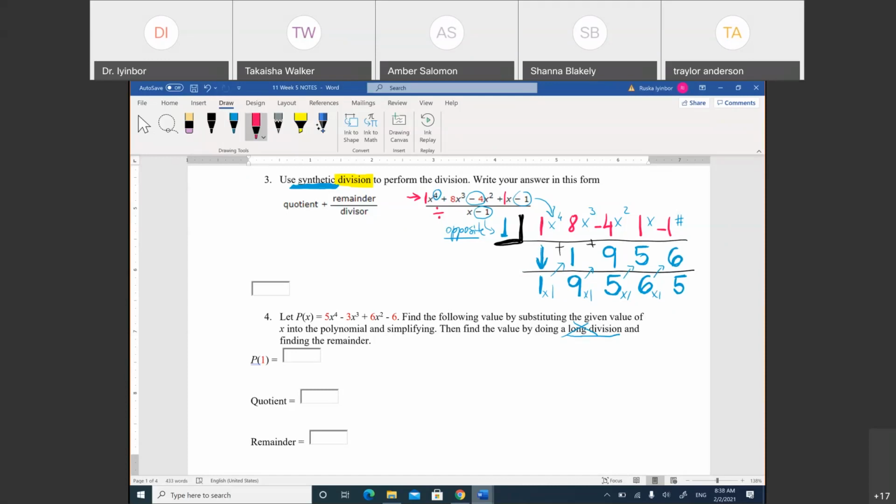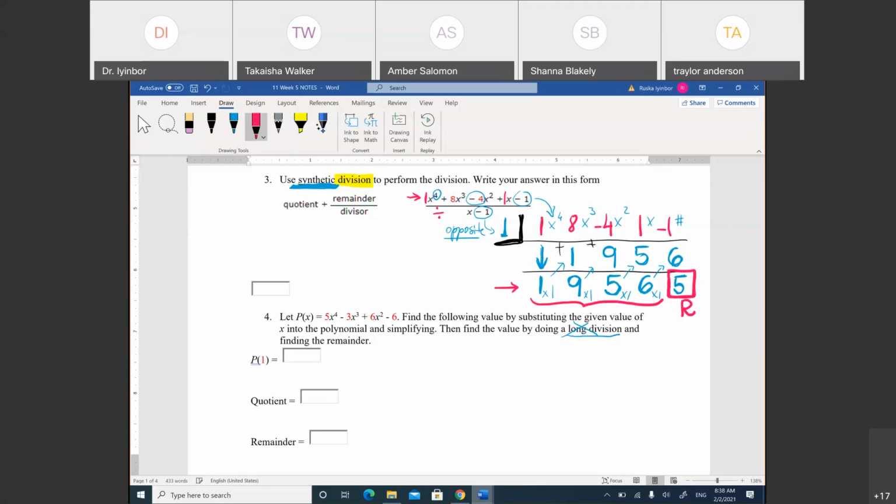And this is where everything is in the last row. So the answer is going to be in the last row. The last number, the number at the end of the table, is your remainder. So this is your remainder. So the remainder is 5. Okay?